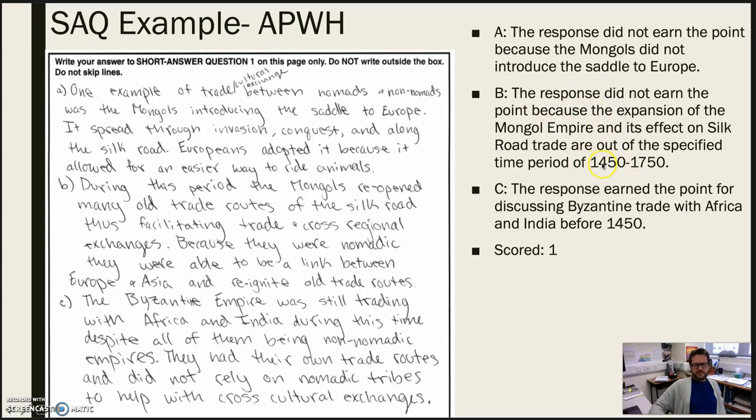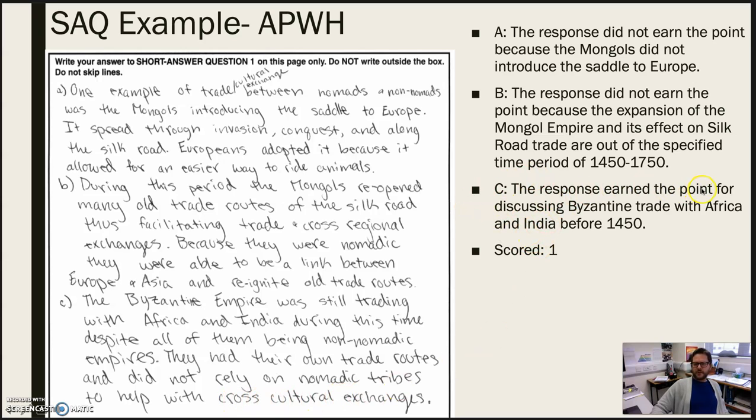And so they didn't get the point because the Mongols were done by 1450. The Byzantine Empire was still trading, so it was still trading with Africa and India during this time, despite all of them being non-nomadic empires. They had their own trade routes and did not rely on nomadic tribes to help with cross-cultural exchange. So they did get a point for that.